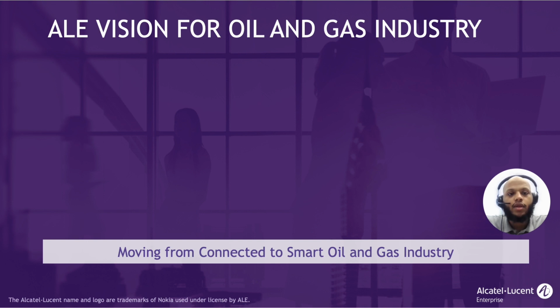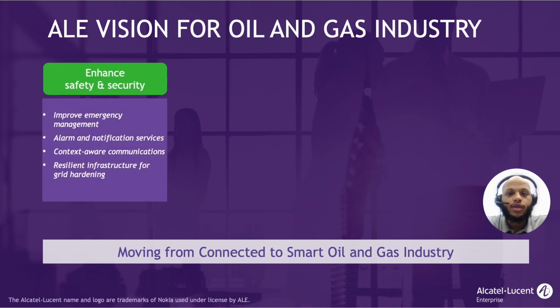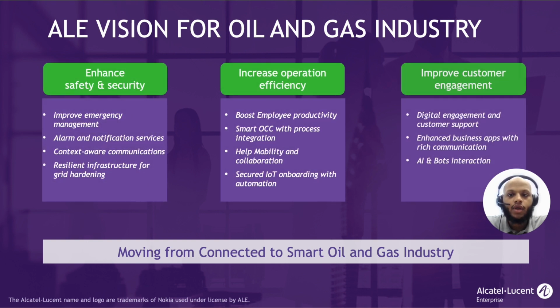Alcatel-Lucent Enterprise is tackling these challenges with a three-pillar approach that focuses on enhancing safety and security, increasing operational efficiency, and improving customer engagement. So enhancing safety and security can be achieved by providing a mission-critical network for mission-critical services, ensuring people's safety, protection of physical assets, and maintaining a cybersecure infrastructure. Increasing operation efficiency is another pillar that focuses on providing centralized management and predictive maintenance of your infrastructure. Our last pillar is to improve customer engagement through network communications and cloud solutions.